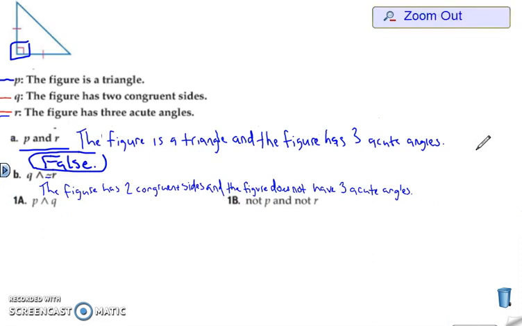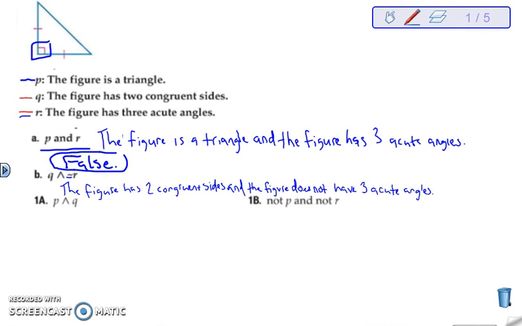Okay, so there's our statement. Now we need to figure out whether this is true or false. So, does the figure have two congruent sides? Yes, because they marked two of our sides with these little tick marks. That tells us they are supposed to be congruent. The figure does not have three acute angles. That is true because we've got two acute angles and one right angle. So the whole sentence is true. So we're going to say that the statement is true.